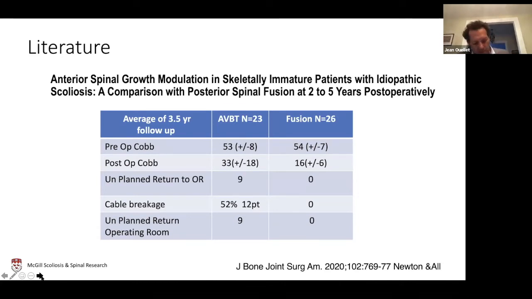And then there's really this execution, meaning that some of the patients don't do as well. Another nice paper that I just wanted to highlight is this comparison between posterior spinal fusion and anterior vertebral body tethering, a paper out of JBJS, Peter Newton. Essentially they had a cohort matched for size and deformity. They followed these patients for a minimum 3.5-year follow-up.